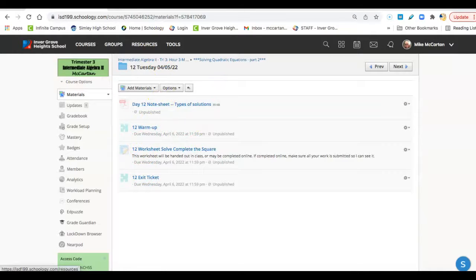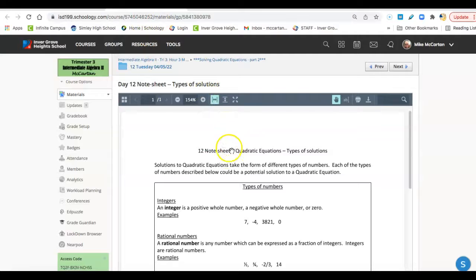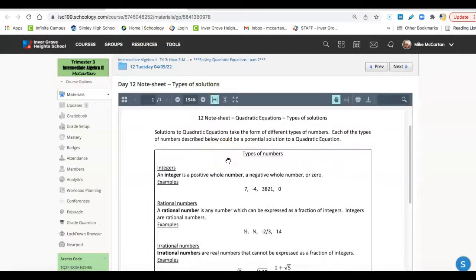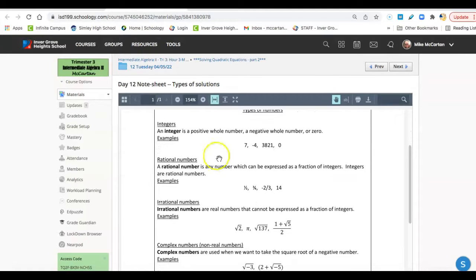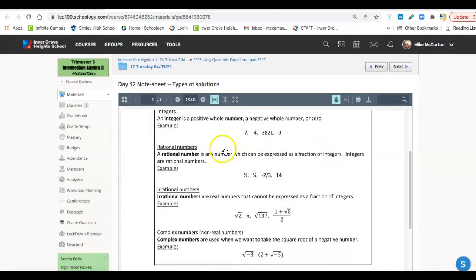Guys, this note sheet I opened up in a separate tab, and it's right here. It just reviews types of numbers. This warm-up, we're just going to talk about the different types of solutions that a quadratic could have. Of course, guys, an integer is a whole number, like a negative number, or it could be 0. A whole number or a negative, like -4 or 7, it's a whole number, okay?